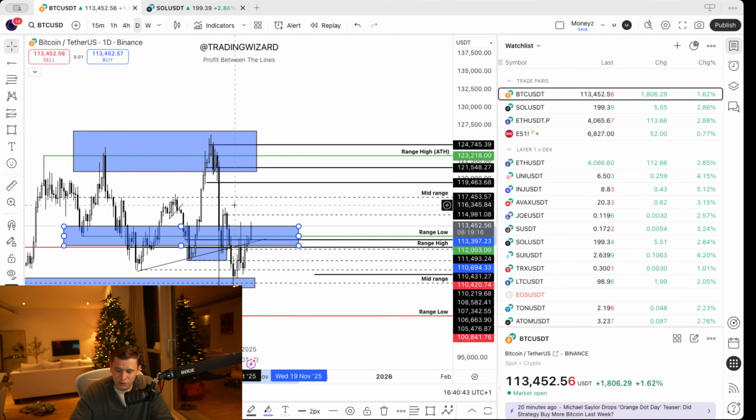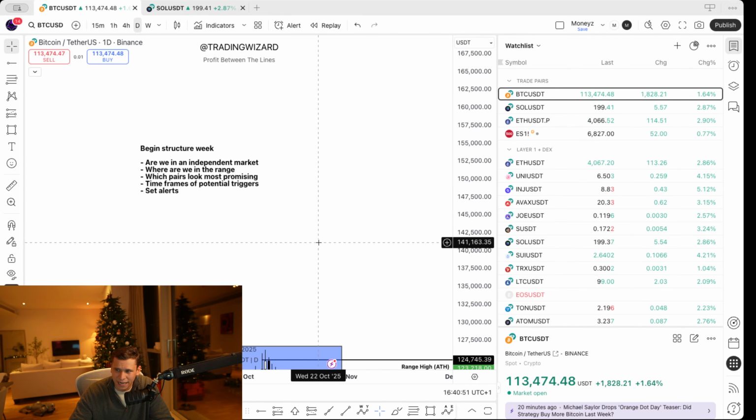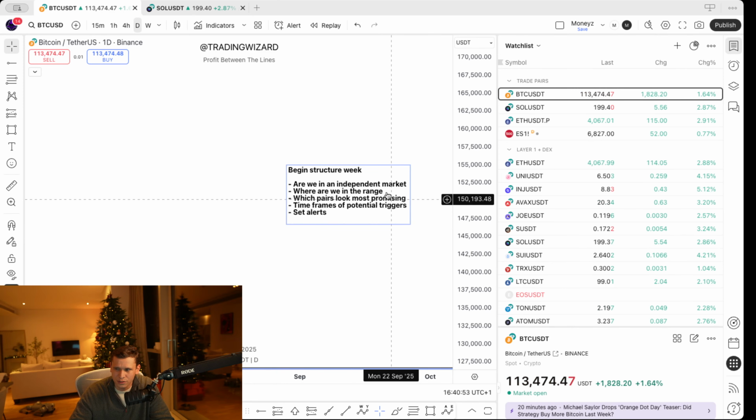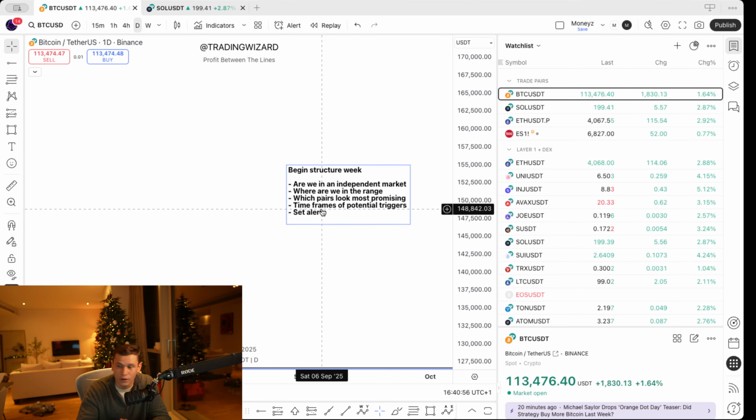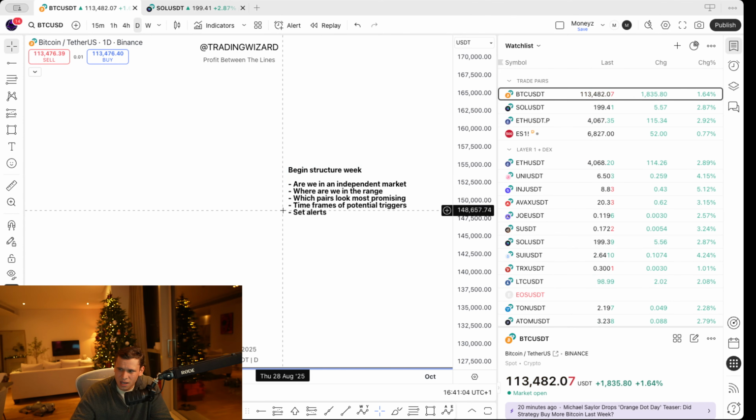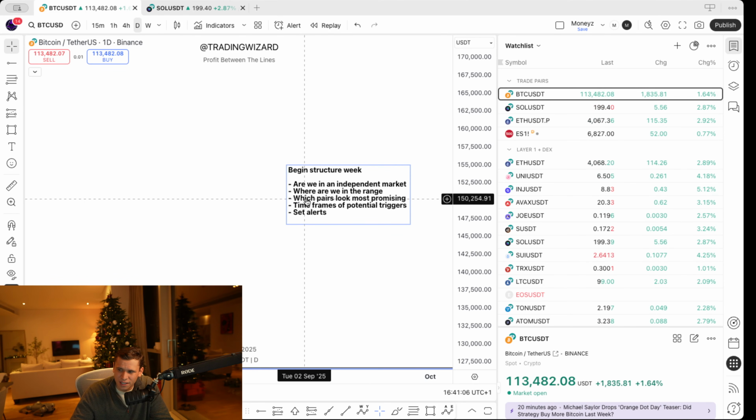So I have to ask myself, are we either here, here, or here? If we are in between, I won't do anything until it comes back towards one of those levels. So I ask myself on a Sunday, okay, where are we currently in the range? Are we in a red zone or are we outside of a red zone? If we are outside, then I might have to wait. So this is where I can ask myself, which pairs look the most promising?